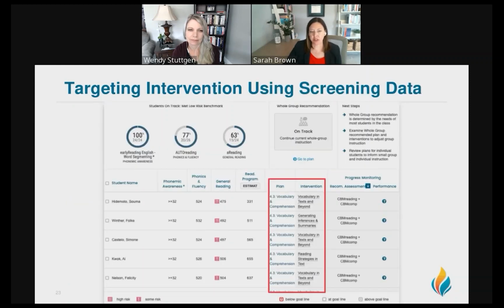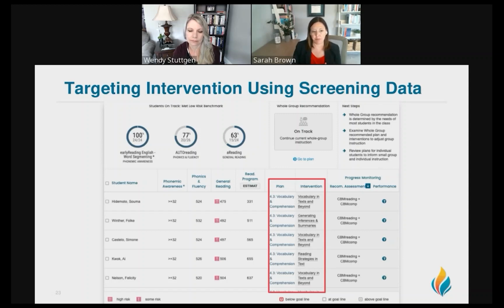When we think about tier 2 interventions, many schools use their universal screening data to identify where to target that supplemental instruction. This is an example of one such report that schools use. This is from using FastBridge screening data. It's the screening intervention report in the FastBridge system. This report uses both broad and skills-based screening tools to recommend targeted intervention and instructional plans.